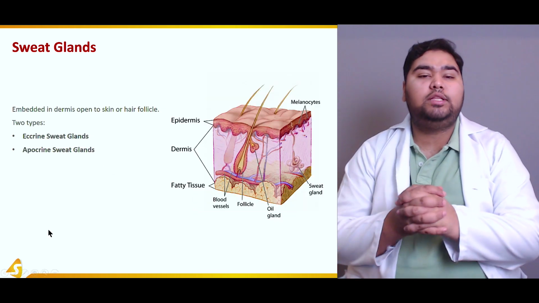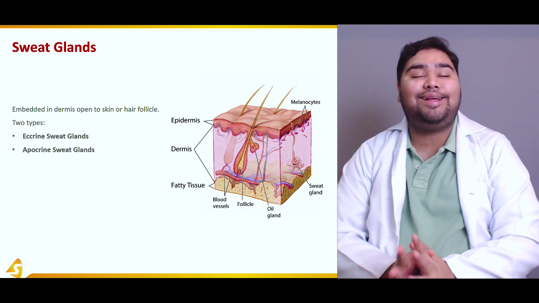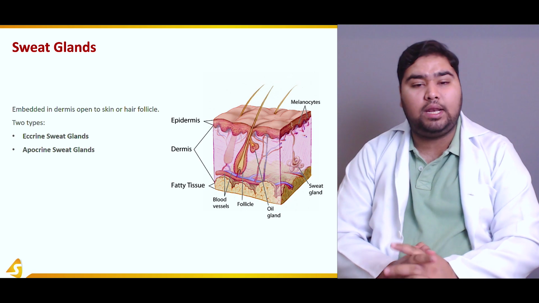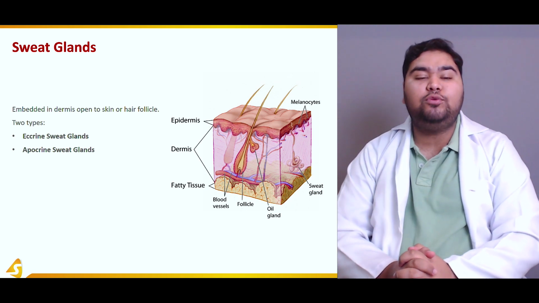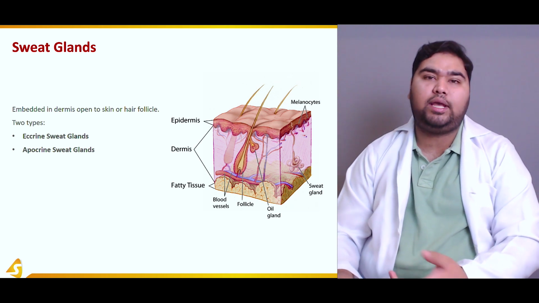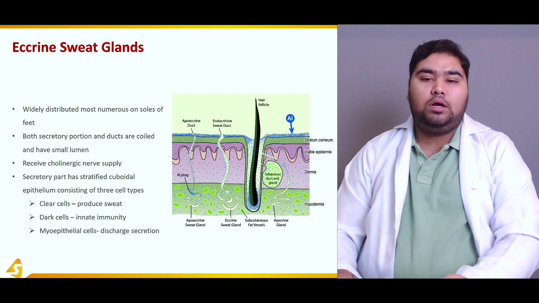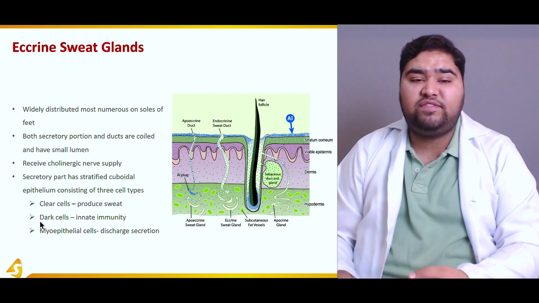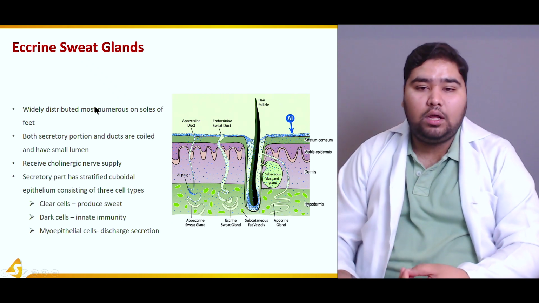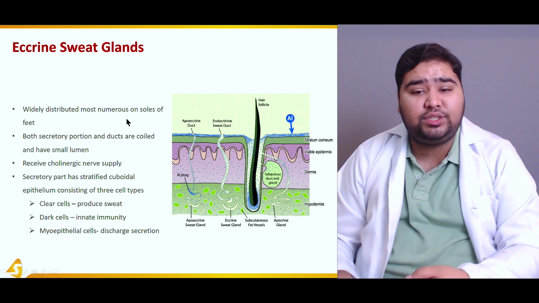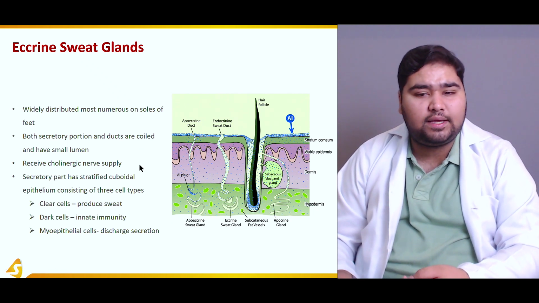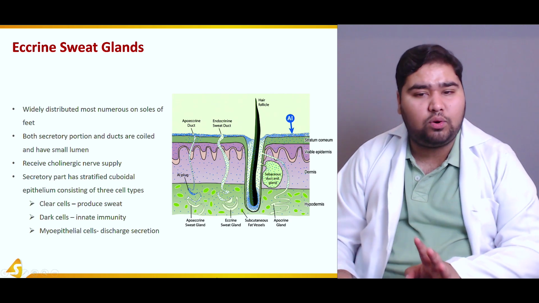Now let's take a look at the sweat glands. Sweat glands are embedded in the dermis and open to skin or hair follicles. There are two types of sweat glands, the eccrine sweat gland and the apocrine sweat gland. The eccrine sweat gland is widely distributed and is most numerous on the soles of the feet. Both the secretory portion and the ducts are usually coiled.